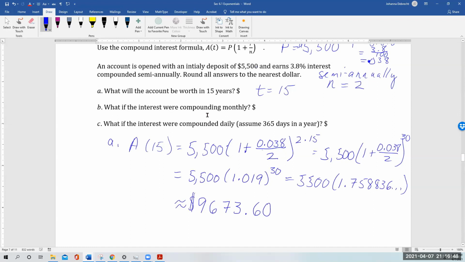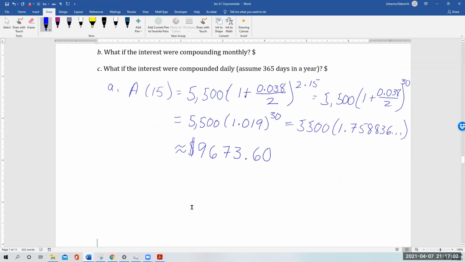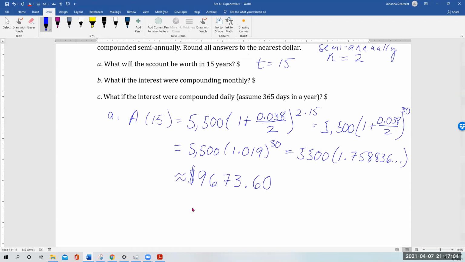What if the interest were compounding monthly? The only thing we need to change is the n. Instead of 2, it will be a 12. Let's recompute the values using a compounding period of monthly. So A of 15 for n equal 12 would be similar, but we can expect that because it's compounded more often, it will earn more money. And in fact, that's what we're going to see.